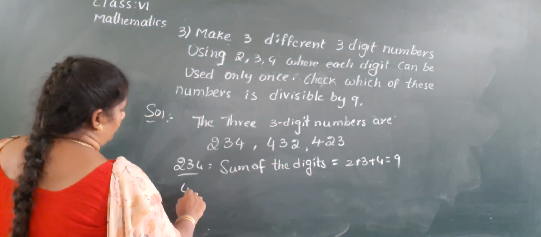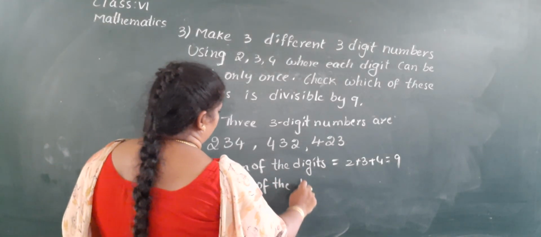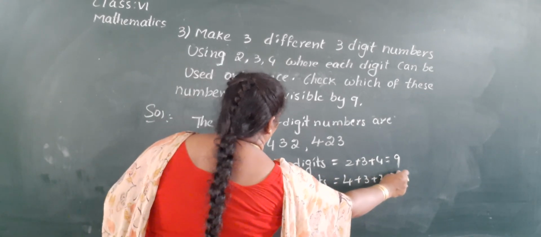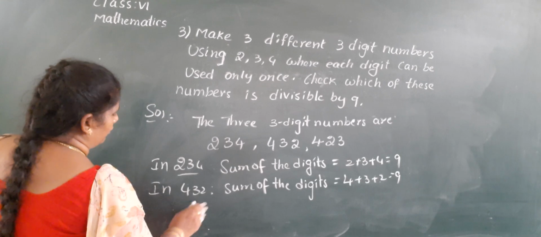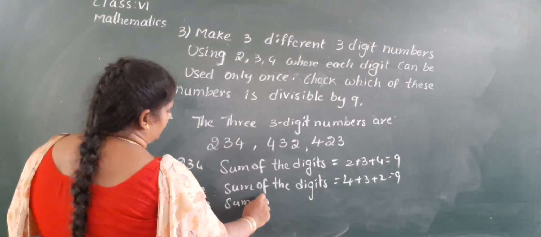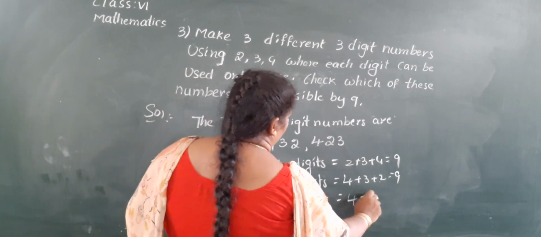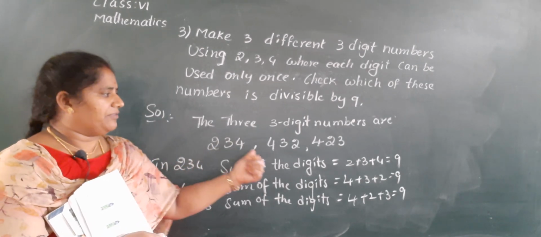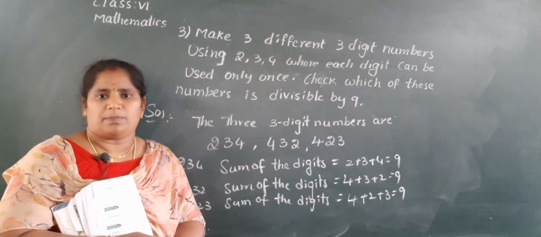Okay. Next 432. Sum of the digits, 4 plus 3 plus 2 equals 9. So, I will write the sum of the digits in 234, in 432, in 423. Yes, 4 plus 2 plus 3 equals 9. So, the sum of the digits of the given numbers is 9. So, all these 3 numbers are divisible by 9.